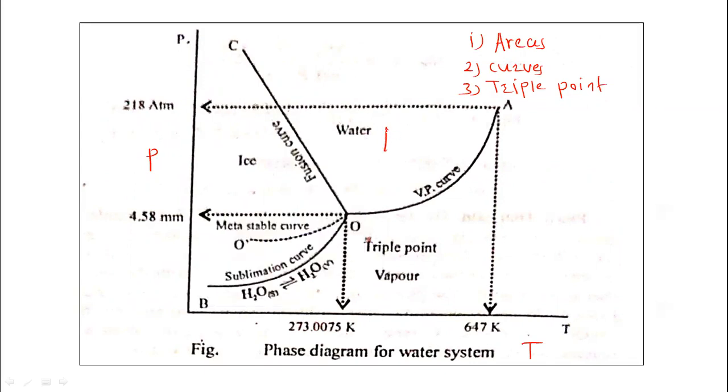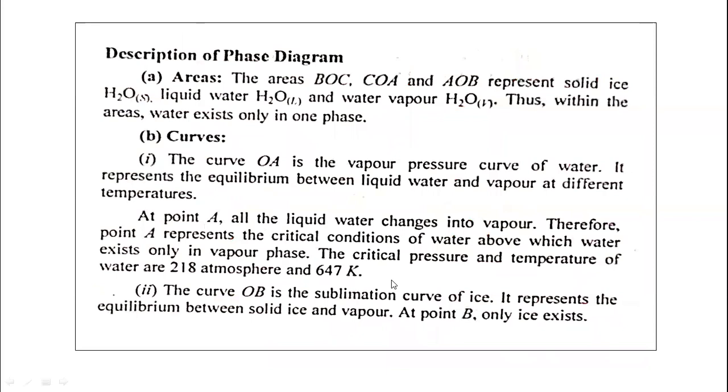So we can write P equal to 1 within the areas. Similarly here, the number of phases is equal to 1. What is the meaning of this? Within area BOC only ice is existing. This is the area of the ice, and this is the area of the liquid water. If we increase the temperature, then solid ice is converted to liquid water. Now you can see the area BOA, which consists of vapor water.